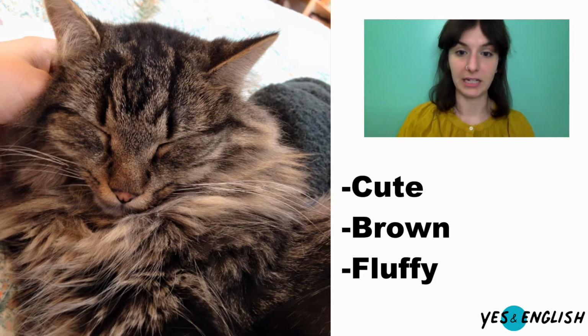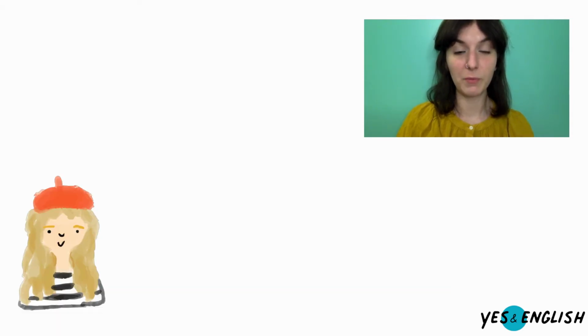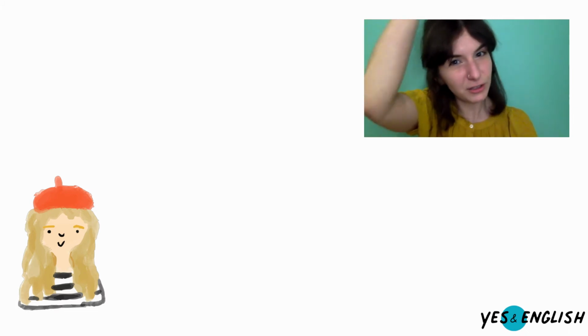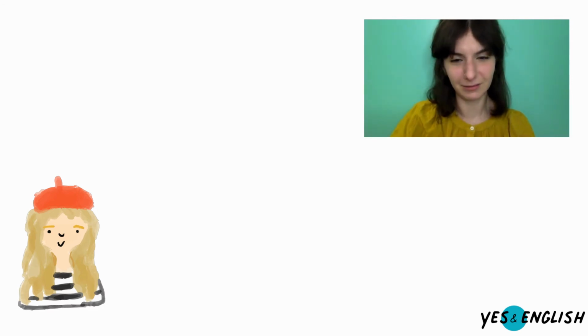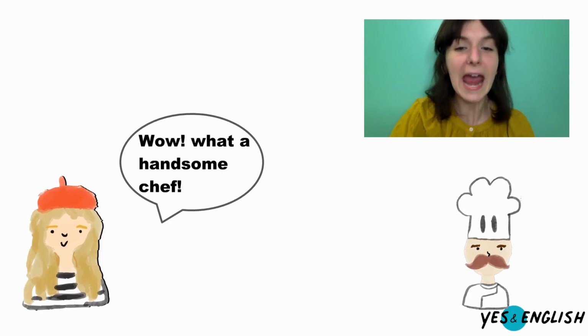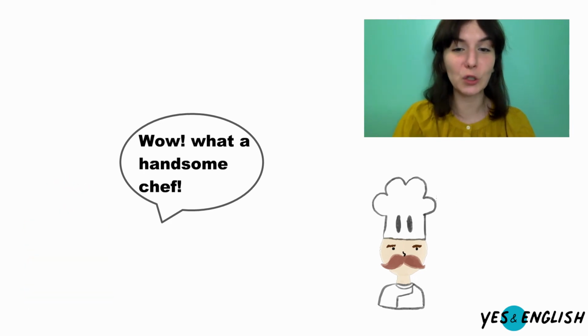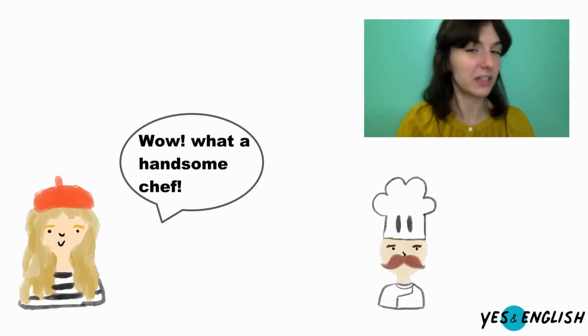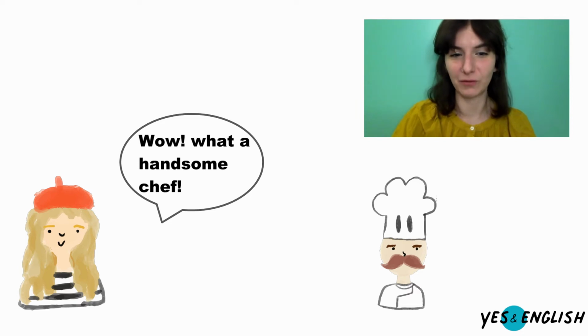Like I said, just to repeat, adjectives, their job is to describe nouns. Okay, so this little woman who represents an adjective, she's an artist. She has a little French beret on because I think all artists definitely wear berets. So she's saying, wow, what a handsome chef. So she's describing the chef, who is a noun, because he was a noun before, so he's going to stay a noun throughout this video.